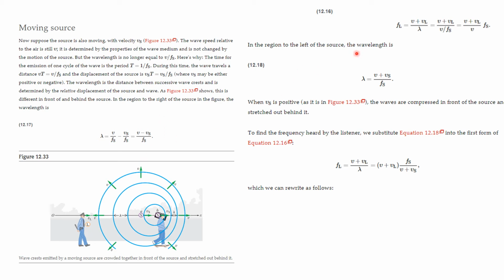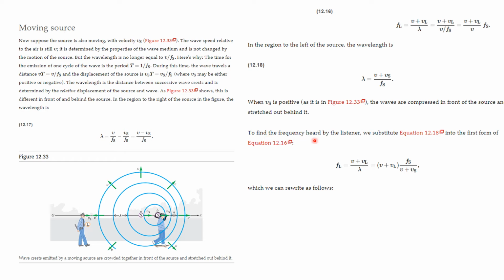To the left of the source, the wavelength is this. Here they are subtracting, here they are adding. So when the velocity of the source is positive, as it shows here, the waves are compressed in front and stretched out behind, as you can see.